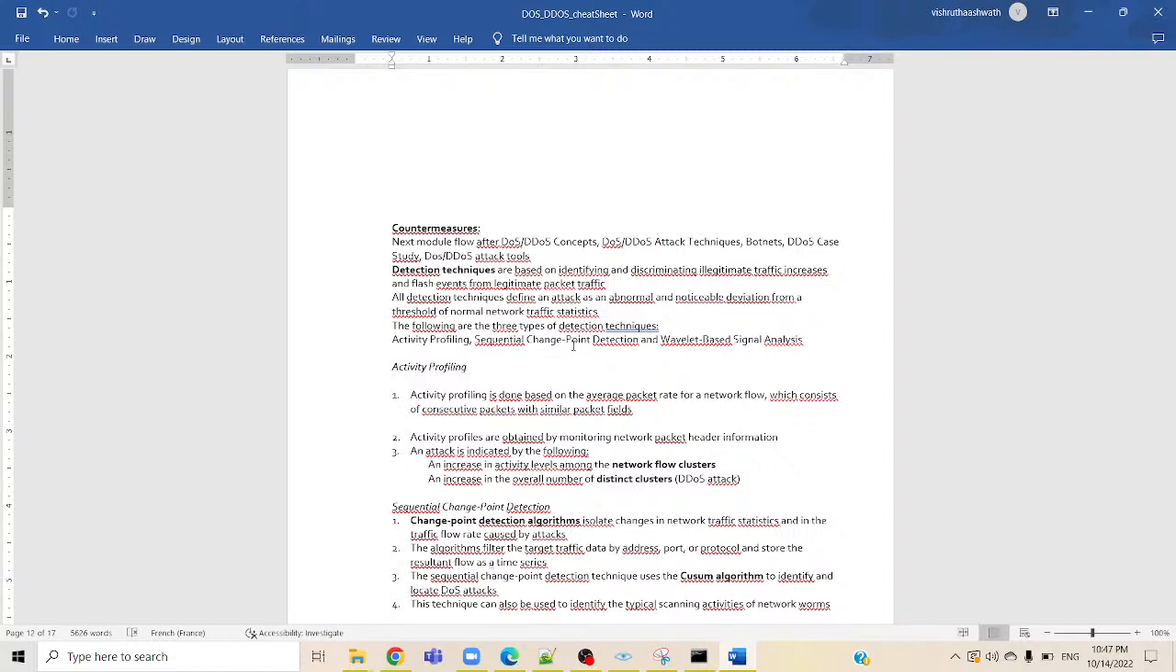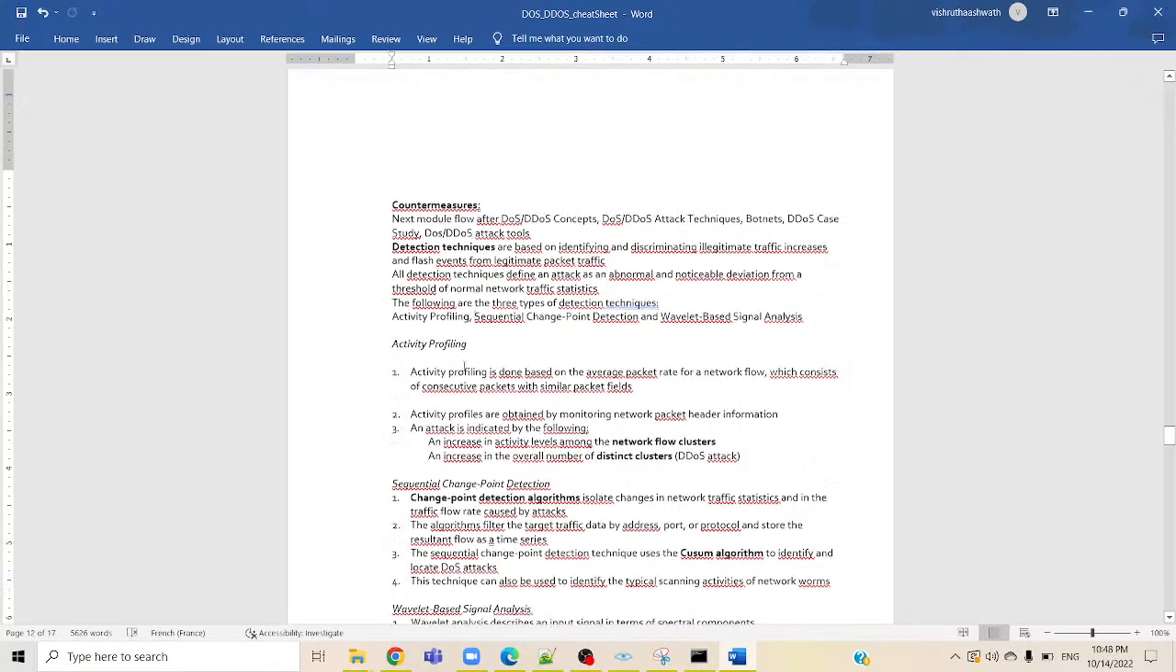All detection techniques define an attack as an abnormal and noticeable deviation from a threshold of normal network traffic statistics. There will be a set threshold of the traffic. If there is any deviation from that threshold, the detection technique will identify it as an attack. The following are the three types of detection techniques: activity profiling, sequential change point detection, and wavelet-based signal analysis.